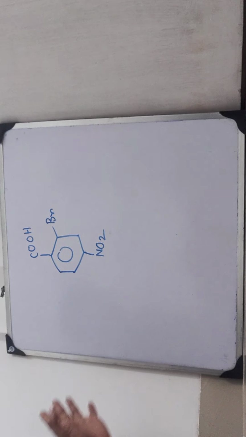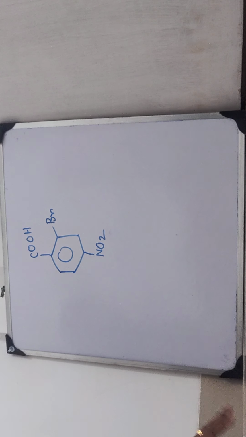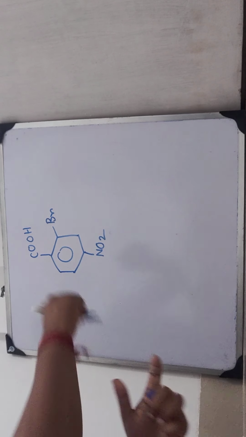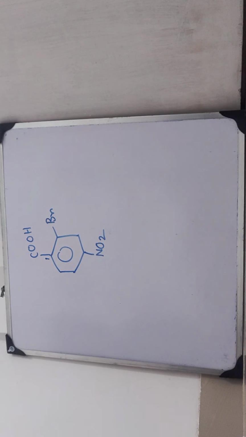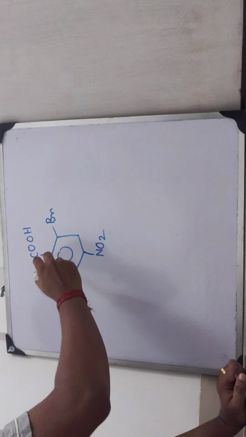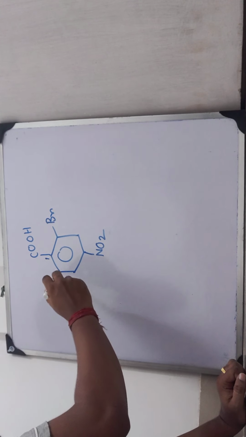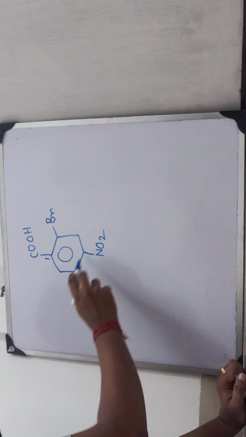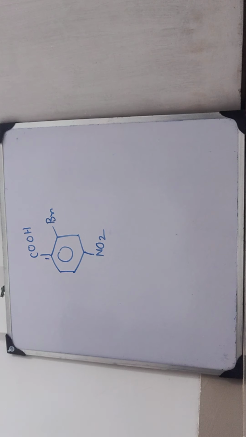Total 3 functional groups are here. One is bromine, one is nitro, and the other one is carboxylic acid. In between these 3, which one will be given the highest priority? Obviously COOH. So numbering should be started from here, number 1. Now we can continue the numbering as 2, 3, 4, 5, 6, or 2, 3, 4, 5, 6. From both ways we can do it.